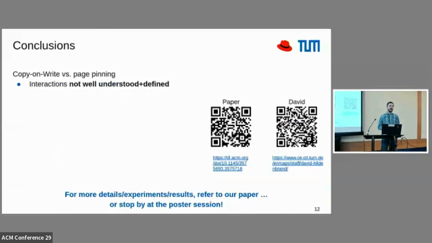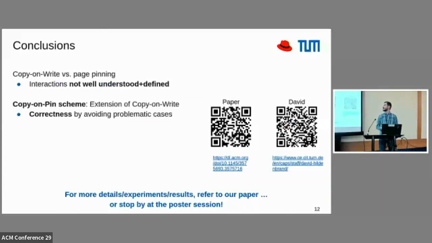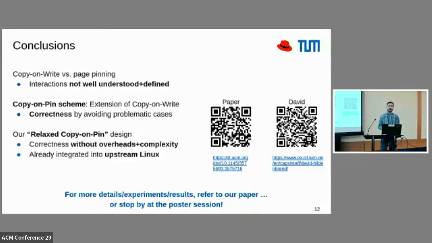So to conclude, in our paper, we took a look at the interactions between copy on write and page pinning, and we concluded that the interactions are not well understood and not well defined. We described the copy on pin scheme, which is an extension of the well-known copy on write scheme, and it is able to achieve correctness by avoiding these problematic cases. Our relaxed copy on pin design is able to achieve correctness without memory and performance overheads and by avoiding complexity. And it was already integrated into upstream Linux, so in case you run Linux on your notebook, you could be running that code already.